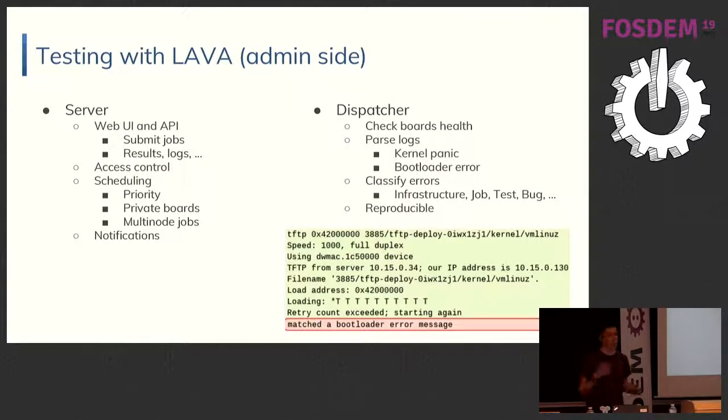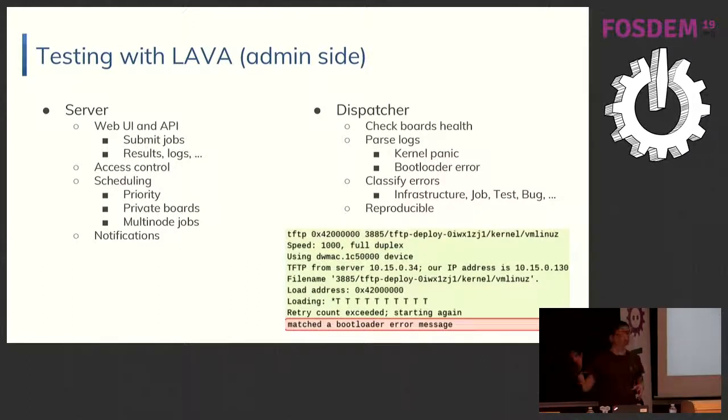We'll do the scheduling with priorities and things like that. We can even do multi-node jobs, which is one job definition that is using more than one device. For instance, you want to test a streaming program like VLC. You will have two boards, one will be the server and one will be the client. And it will be all in the same job definition.